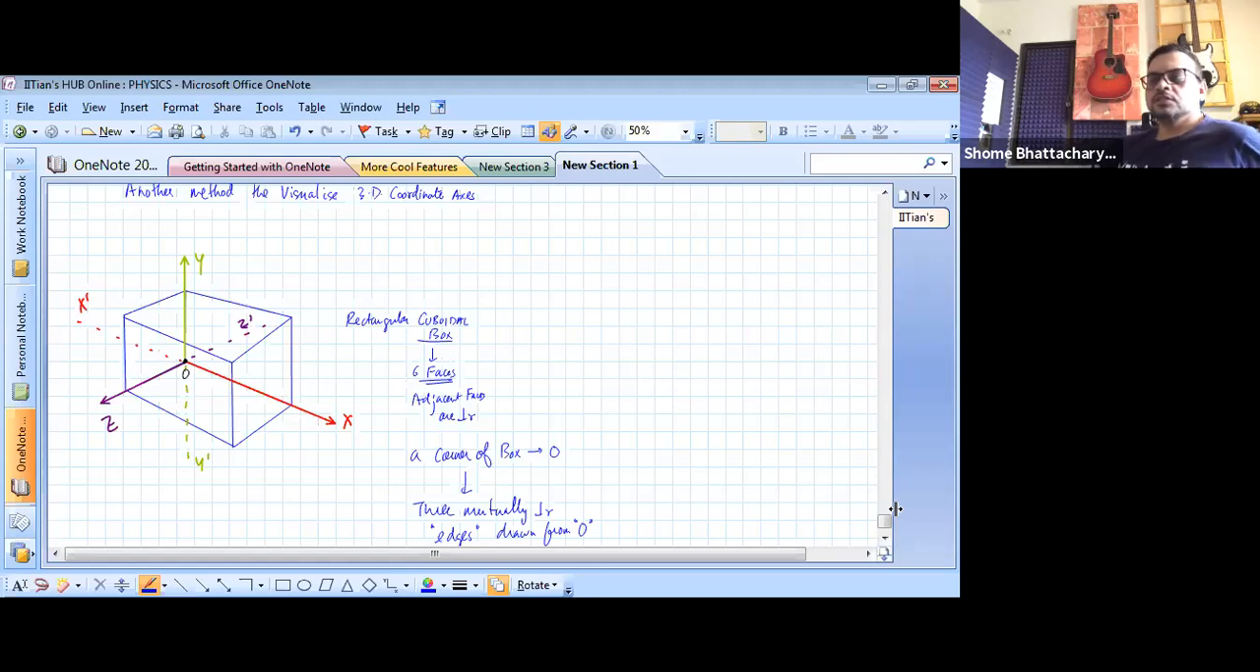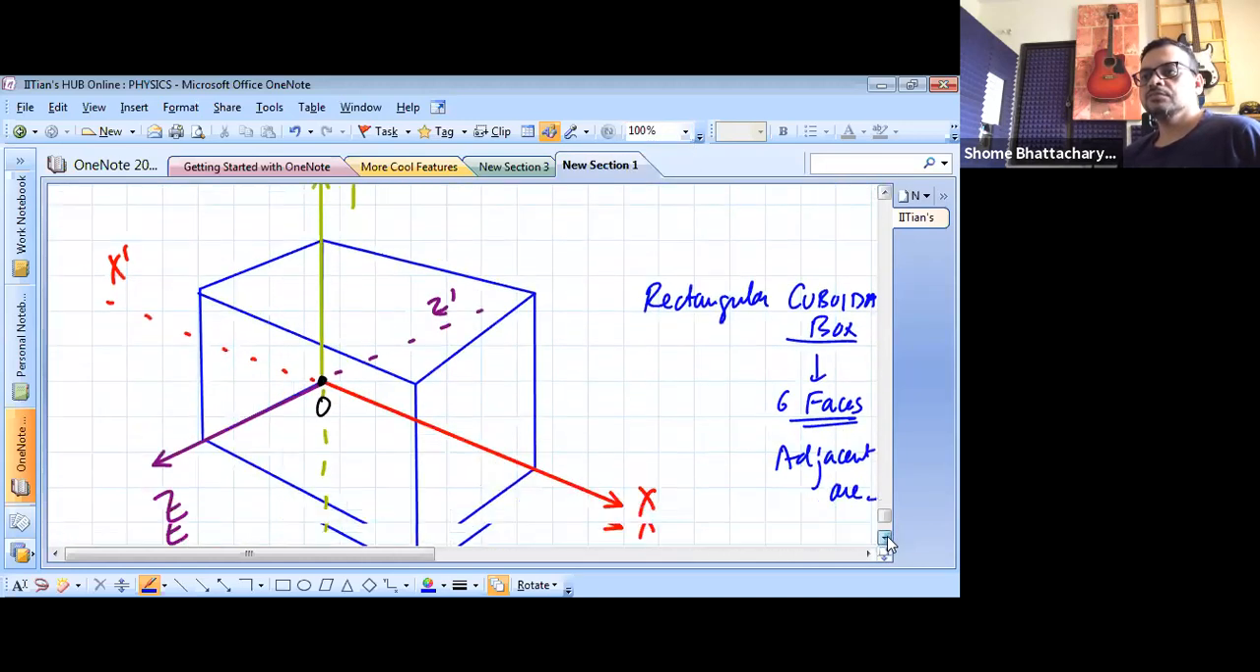Okay, people, so hope this is clear. So now we are coming to the part where we can express vectors in this kind of 3-dimensional system.